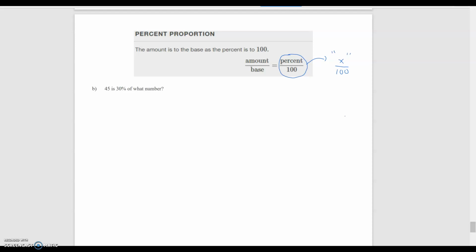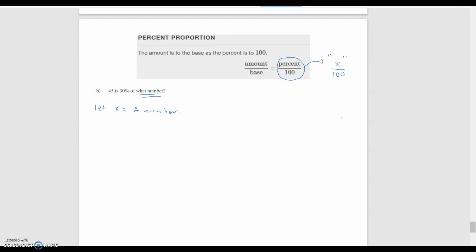So for this particular problem, they still are talking about a number. So I'm just going to say let x is equal to a number. And then I'm going to set up the proportion as follows. So we know that they're asking for 45 is 30% of what number. So they're already talking about 30%, so that has to be technically acknowledging the proportion.